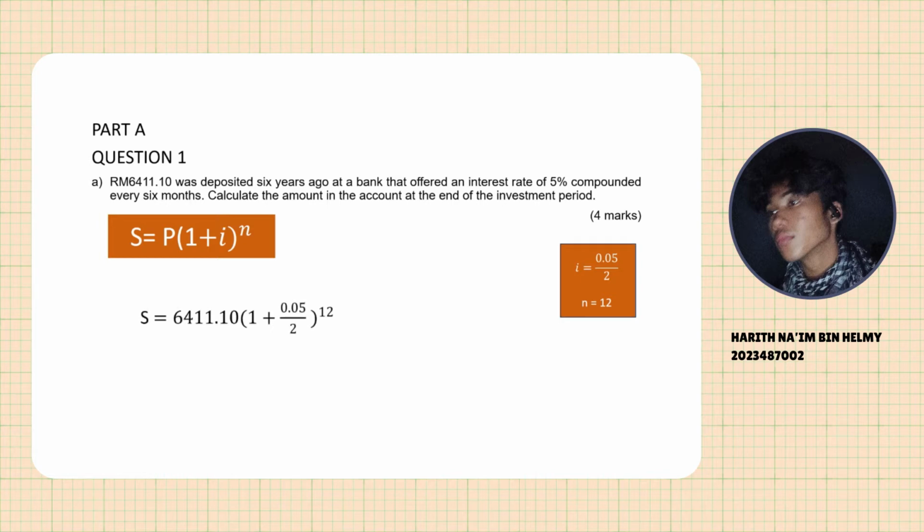We put the numbers into the formula. We got S equals RM6,411.10 times bracket 1 plus 0.05 over 2 bracket to the power 12. And we got the answer, which is RM8,620.22.